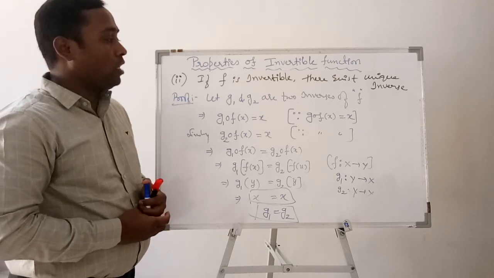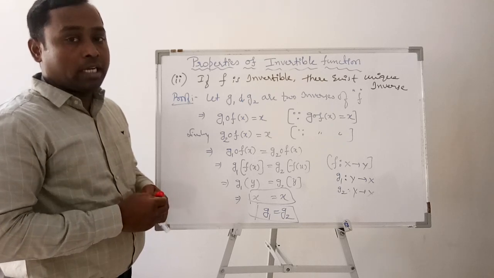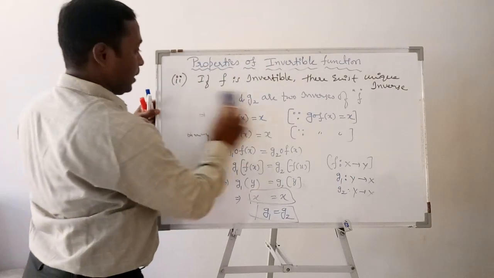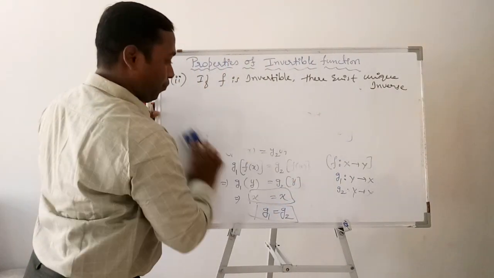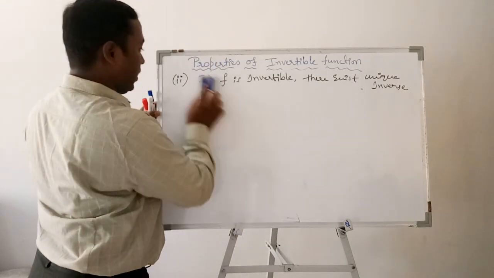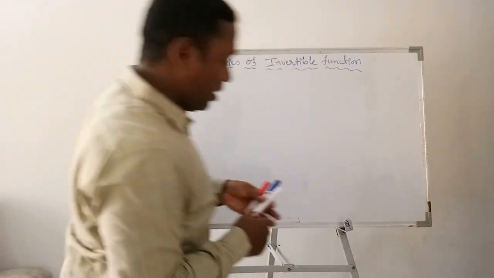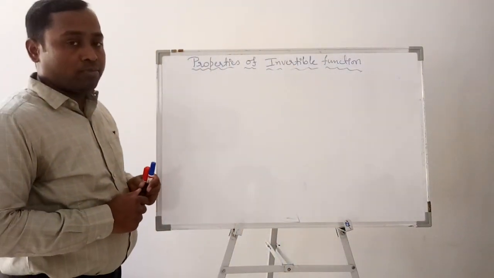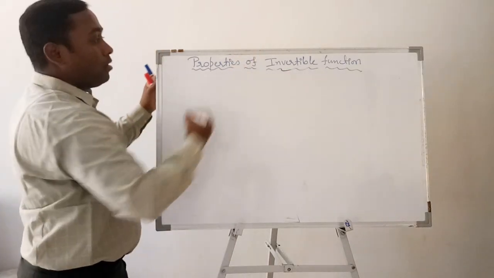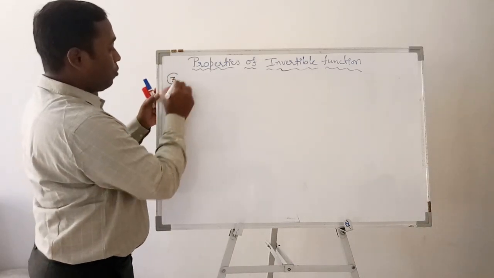So we'll move to the third property, that is the last property of the invertible function in our syllabus. This third property has been asked in boards many times. So please be careful and please learn these theorems very thoroughly. Okay. So now, what does the third property say?